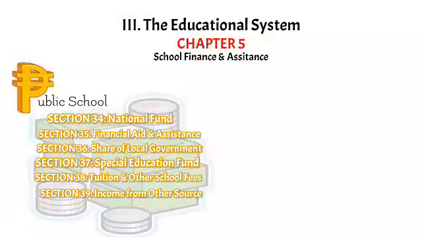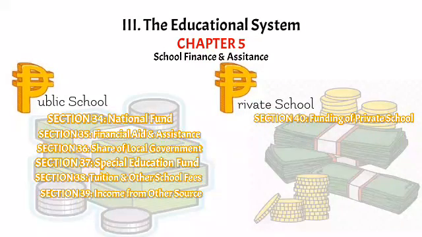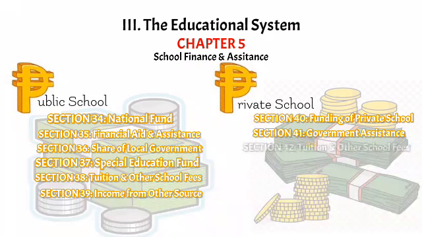Now let's proceed to private school. In Section 40, Funding of private school. Comes from the school investment. Section 41, Government assistance. The government can provide aid in terms of scholarship and loan. In Section 42, Tuition and other school fees. Each private school has a standard rate for the tuition and other miscellaneous fees.